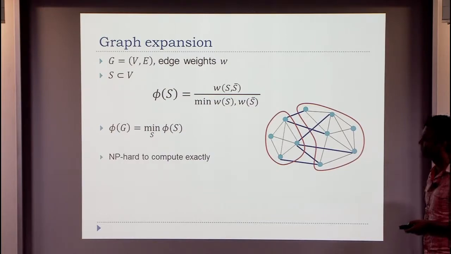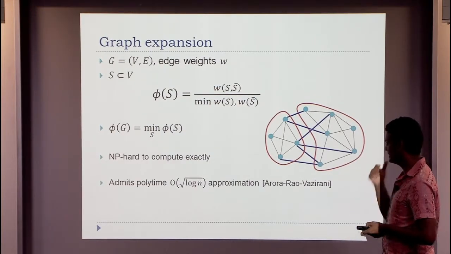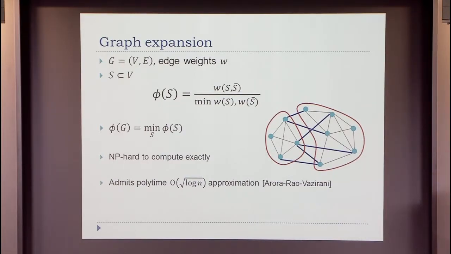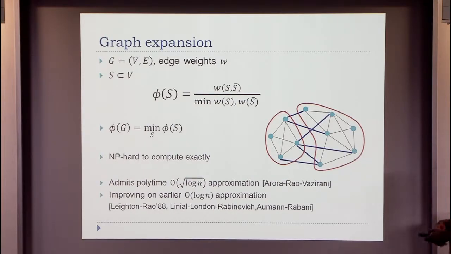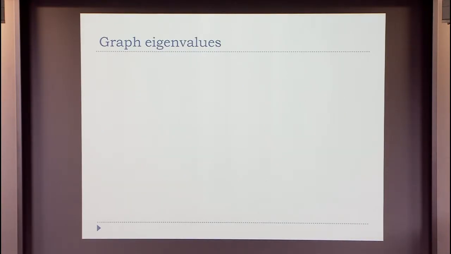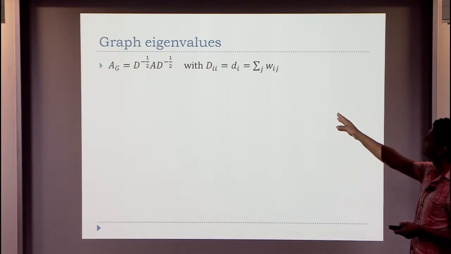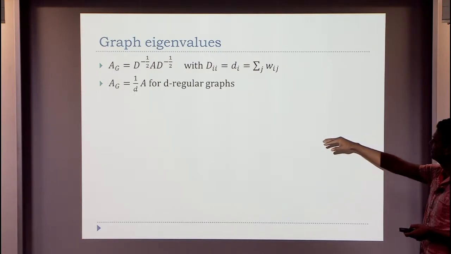Edge expansion can be hard to compute exactly, and it admits a constant square root log n approximation, which improves the earlier log n approximation of Leighton and Rao. Okay, great problem. Now this other view, the spectral view of adjacency matrices, you could have general weights, normalized so that every row sums to 1.